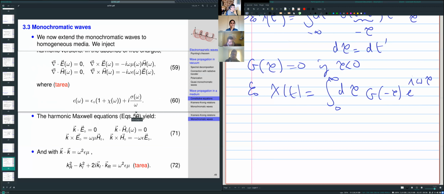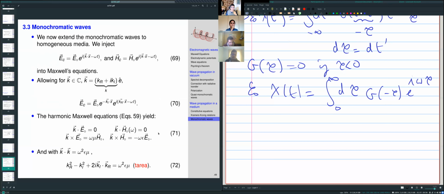These are the harmonic Maxwell equations. You plug that in, and you end up with these relationships between the electric and magnetic fields. And so you end up with this dispersion relationship that connects the wave number with omega. I think you must have seen this before, so that's why I'm going fast in any case.